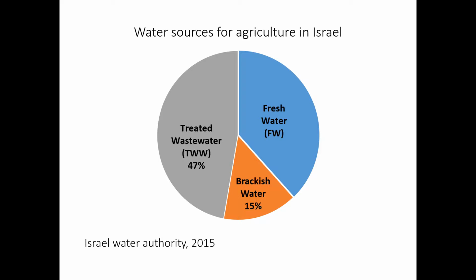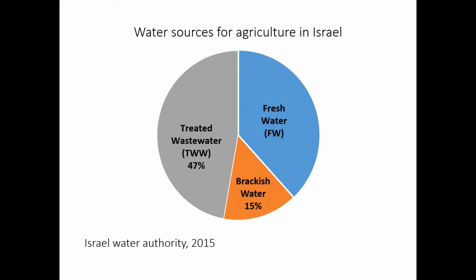So first, let me say why this is important for us. This is a distribution of water irrigation sources for agriculture in Israel. As you can see here, almost 50% of the water that we use for irrigation is treated wastewater. This is basically sewage water that we treat and bring to a better quality, and then we reuse it as irrigation water in agriculture.